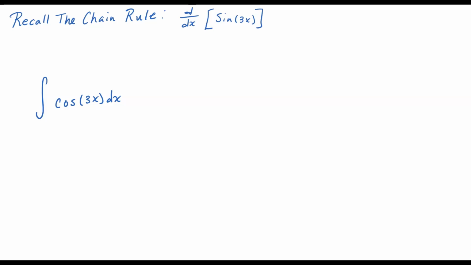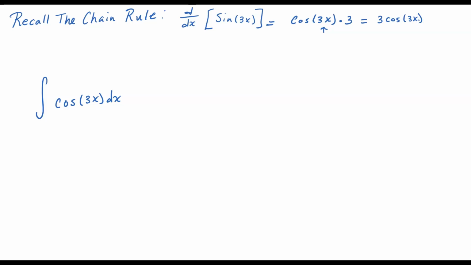Let's say we're taking the derivative of sine of 3x. So what did we do? We took the derivative of the outside. In this case, the derivative of sine is cosine, so we'll write cosine of 3x. And then we multiply it by the derivative of the inside. So this is the inside right here. What is the derivative of 3x? It's 3. So the derivative of sine of 3x is just going to be 3 cosine of 3x.